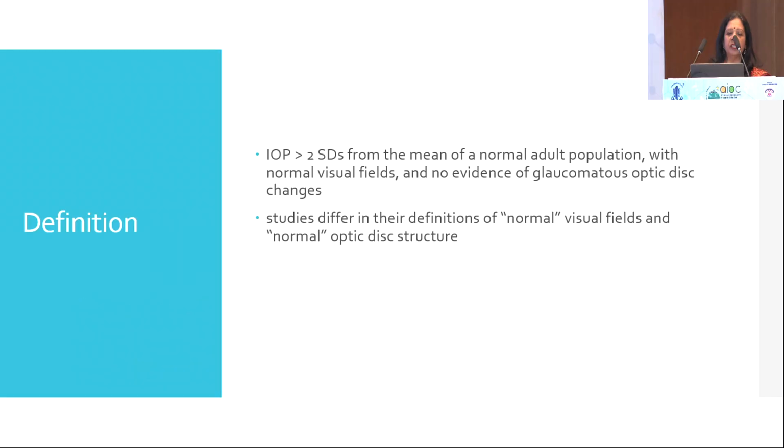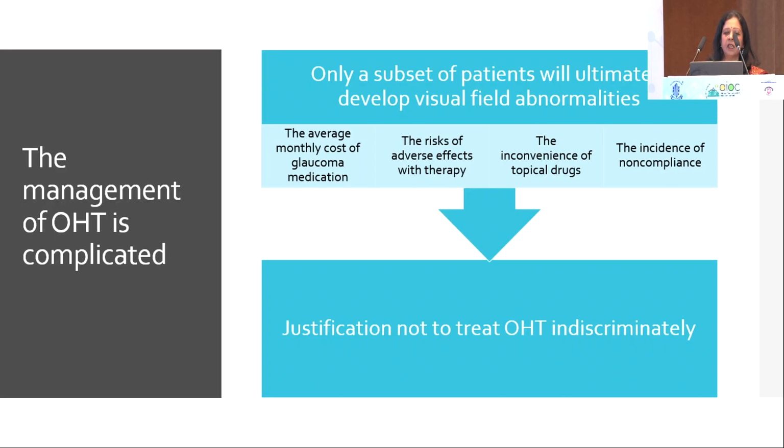Ocular hypertension is defined as intraocular pressure more than 2 standard deviations from the mean of a normal adult population, with normal visual fields and no evidence of glaucomatous optic disc changes. But studies differ in their definitions of what is normal visual fields and normal optic disc structure. The management of OHT is not simple, because ultimately it's only a subset of patients who will develop visual field abnormalities.